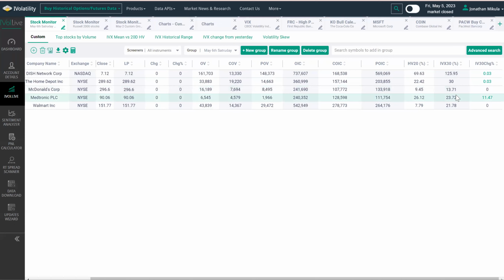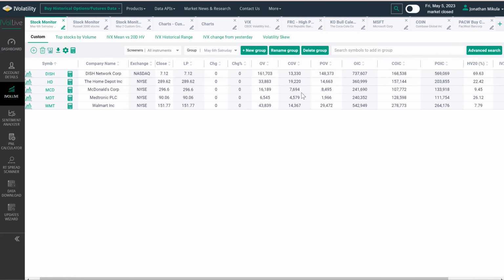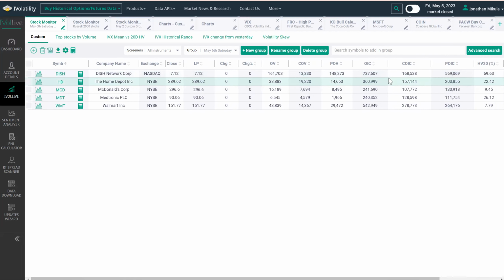McDonald's a bit higher on implied vol, but both are low. Medtronic about the same. Actually, historical volatility is higher than implied volatility. And then Walmart showed up again on that screener where implied vol was almost 3 times higher. So this is very interesting. Just scanning through this list, you have a couple different ideas just by looking at the difference between IVX and historical volatility. You also have different ideas perhaps based on the call versus put volume.